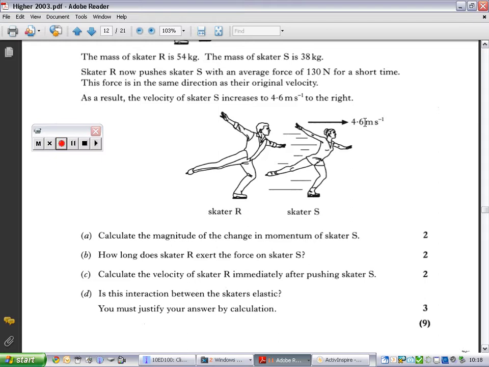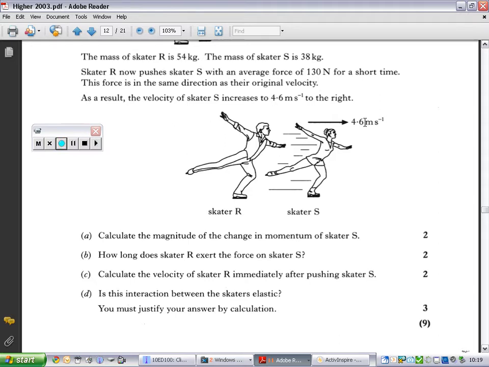How long does skater R exert force on skater S? Well, to cause that change in momentum, there has been an explosion. Okay, they have exploded. The male skater has exploded and pushed the female skater away. So there's only ever explosions or collisions. So this explosion has caused the change in momentum in skater S.